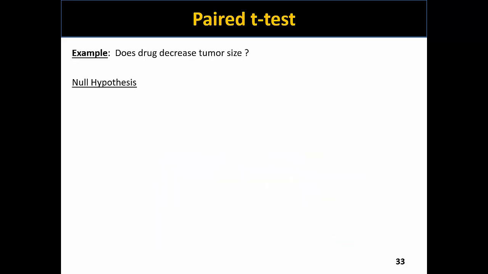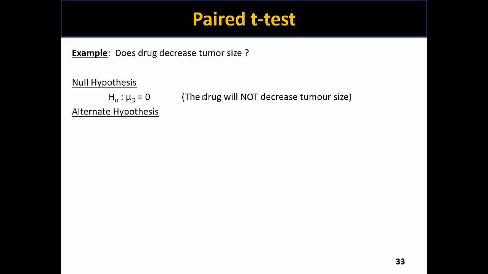Moving on to our null hypothesis. The null hypothesis will state that the average D, the difference between the pre-test and post-test, will equal 0. And so the drug will not decrease tumor size. The alternative hypothesis will state that the difference will be greater than 0. So pre-subtract post will be a positive value because the positive value indicates that the tumor got smaller.